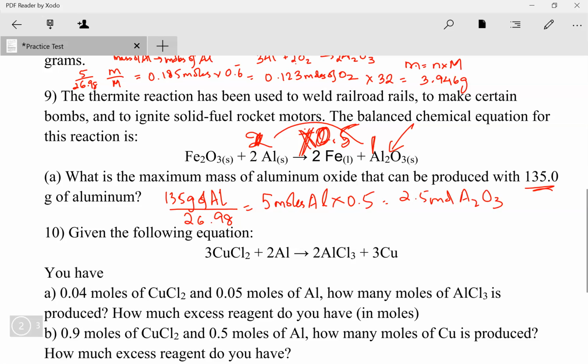So I have to find the mass, which again I have to multiply by the molar mass of aluminum oxide, which happens to be 101.96. I'm going to do 2.5 times 101.96, which is 255.088 grams of aluminum oxide produced.